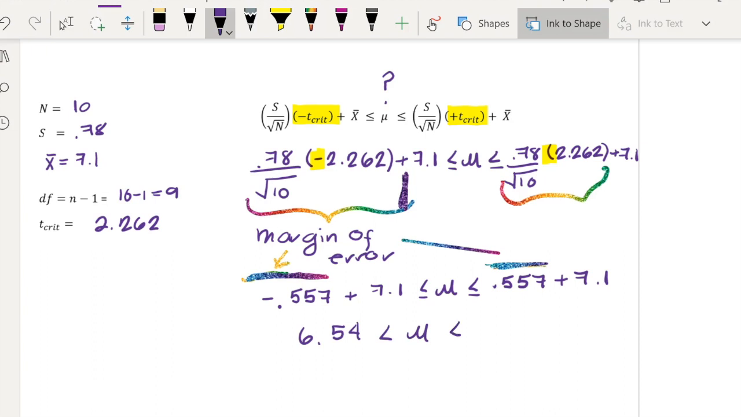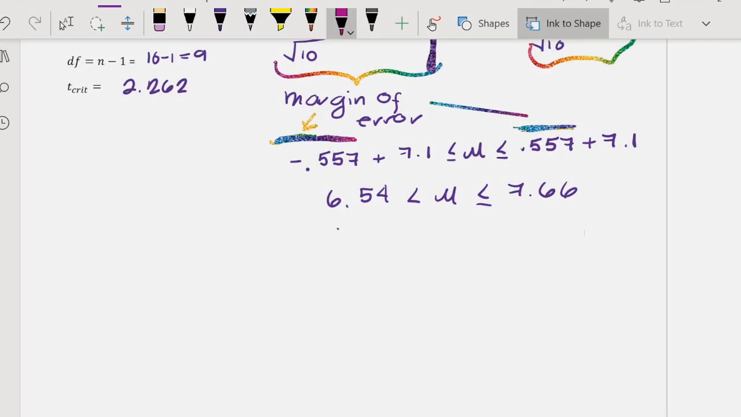I think my biggest fear is I'm going to make a mistake in a number, and I don't have you guys to tell me that I made a mistake on the number. 7.66. Okay, so that's it. That's our confidence interval. It's not that hard. Okay, so now we just need to interpret. And that's what we're going to do.